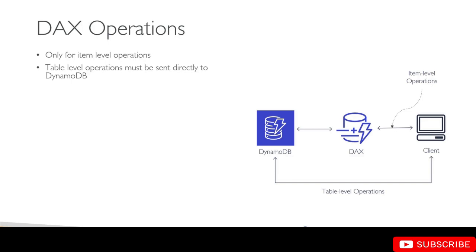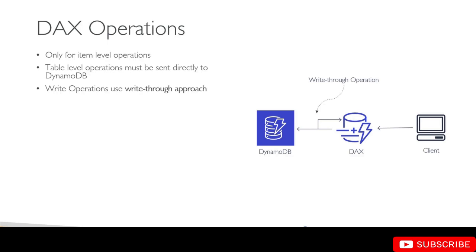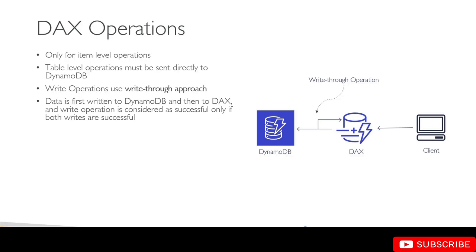And when you make write requests, these write requests use something called a write through approach. What that means is whenever you write any data to your table, it will first be written to DynamoDB and then it will be updated in DAX. And a write operation is considered successful if and only if both the writes are successful.